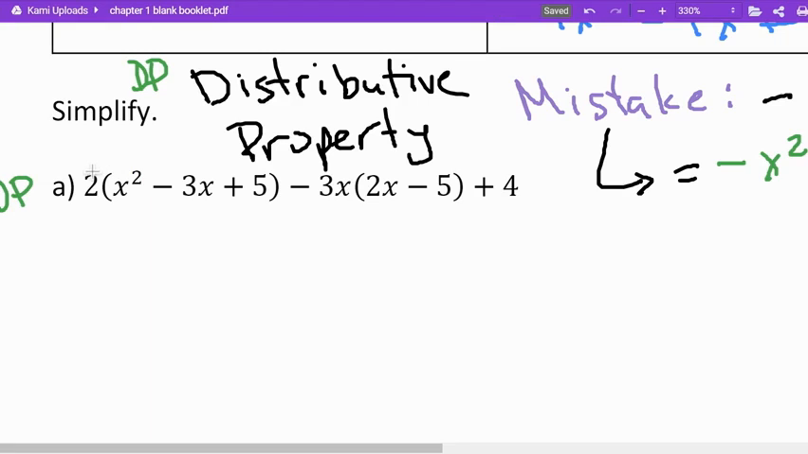So I'll use some color coding. So the 2 in front of the bracket, we're just multiplying. So as I'm doing this, I encourage you to do this independently. Don't just copy what I'm doing. Okay, do it on your own and then check if we're on the same track.